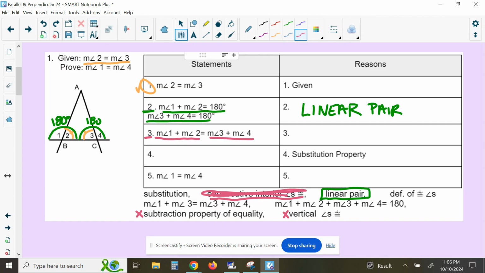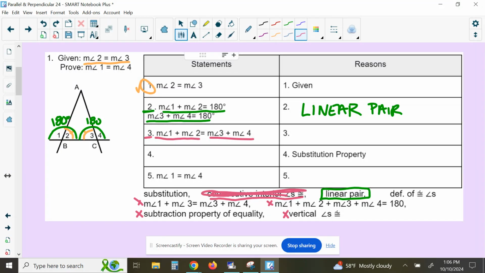So we are down to a few things. And it looks like we need reasons over here. Is this the measure of angle 1 plus, is this a reason? No. Is this a reason? No. So what are the only 2 possible things that could have happened? Substitution or the definition of congruent angles. I think it's the definition.